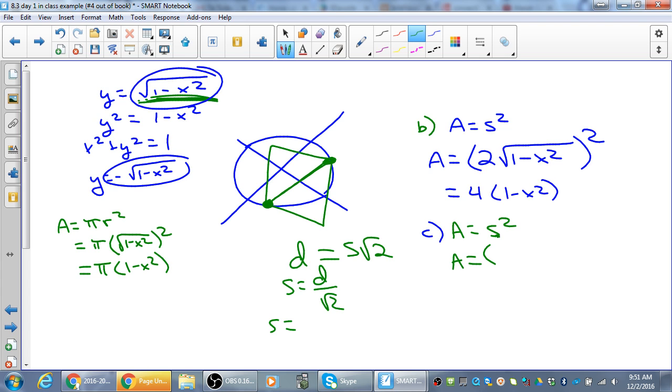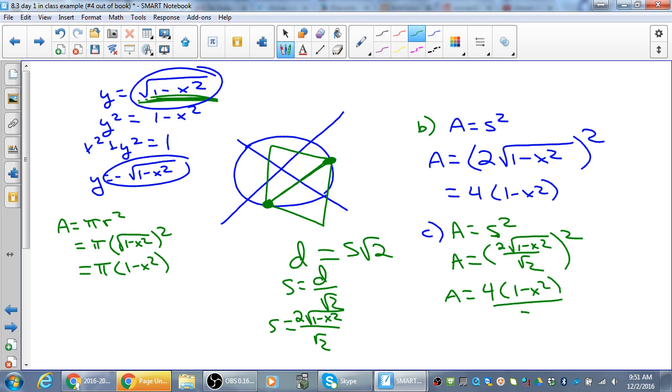S equals. The diagonal is 2 square root of 1 minus x squared over square root of 2. But I have to square that. So 2 square root of 1 minus x squared over square root of 2. There we go. I have to square that. That is 4 times 1 minus x squared over 2. So it's 2 times 1 minus x squared, like that. There we go. That's the cross-sectional area.